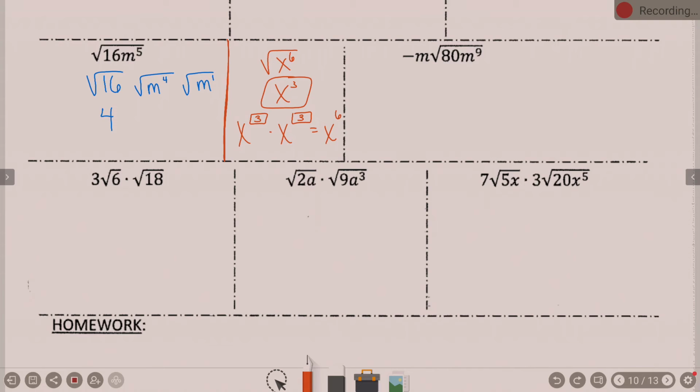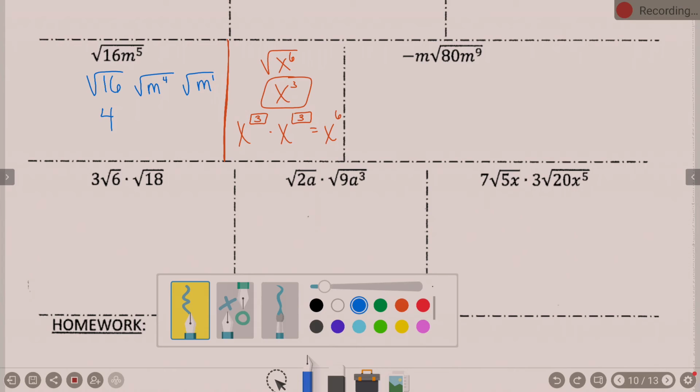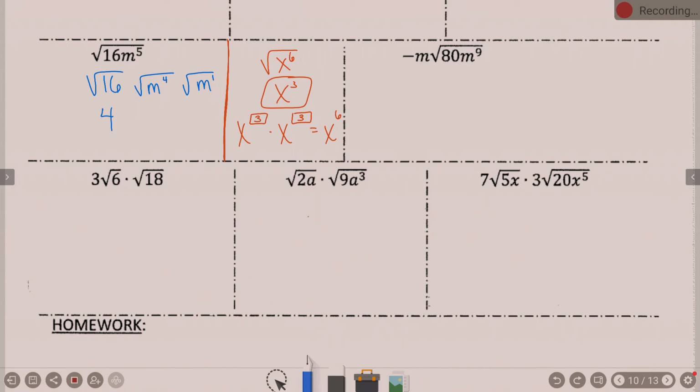Okay, so can we go back to this problem now? We had m to the 5th to start off with. 5 does not divide by 2. We get a decimal, right? We don't want decimals. So that's when I said, okay, what's the closest number below 5 that does divide by 2? And you said 4. So that's why I broke it up into 4 and 1. 4 plus 1 equals 5, which is why I did that, right?